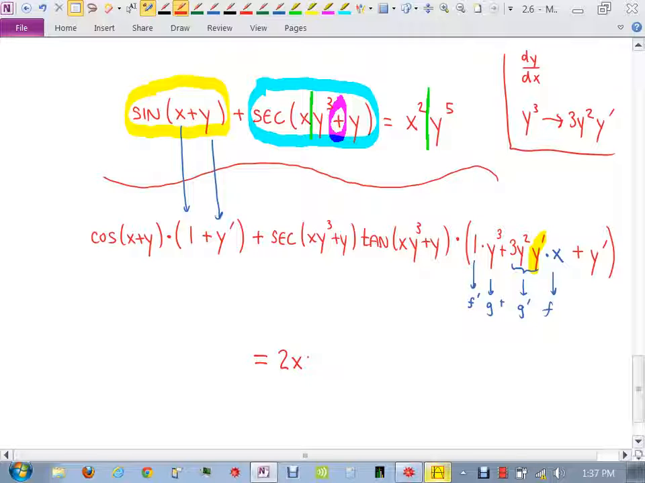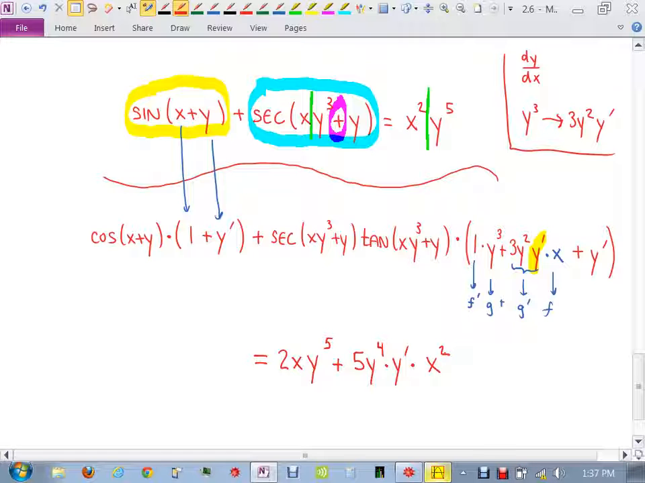Hold on, slow down. Y to the 5th. Do your product rule. That's your f prime g. Right, f prime g plus, now careful here, derivative of y to the 5th. 5y to the 4th times y prime. And then times x squared.